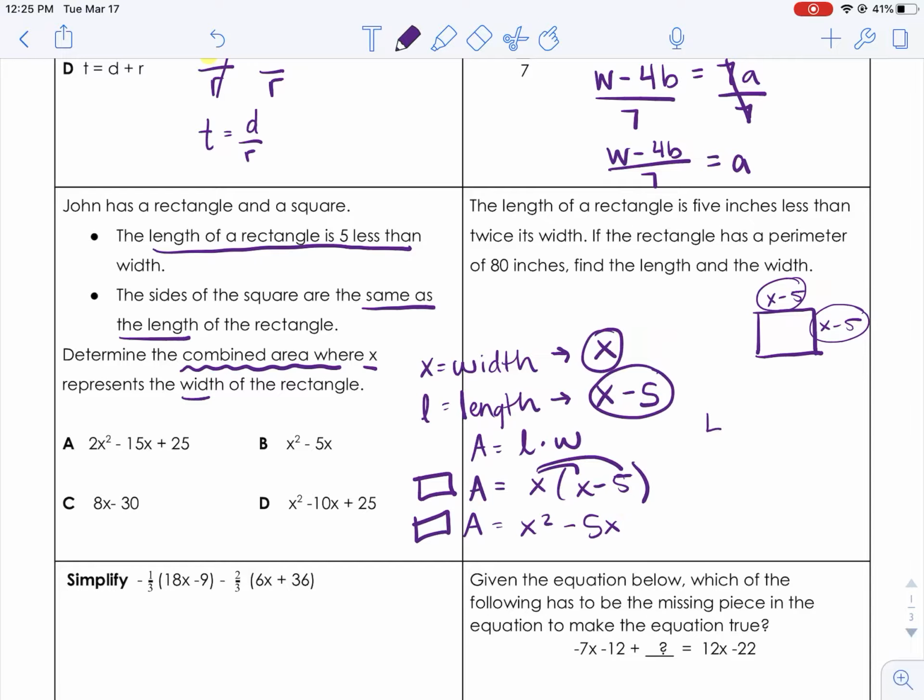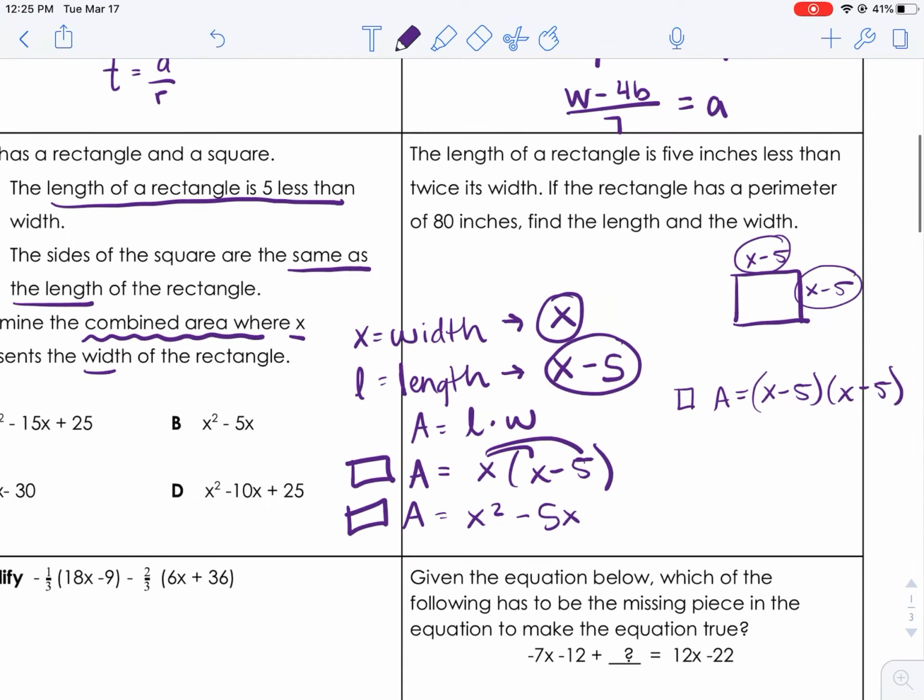So our area of the square equals x minus 5 times x minus 5. Okay, and guys, we have not learned how to FOIL yet, but this is just like distributing. We're going to want to make sure that each term in the parentheses gets multiplied by the other term in the parentheses. So I'll draw those arrows again.